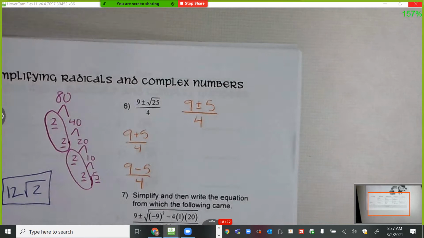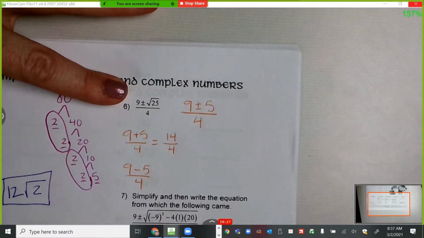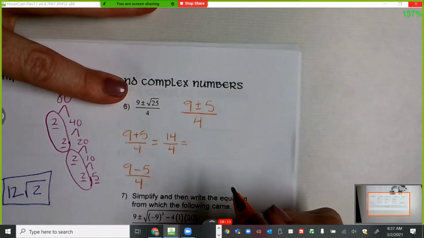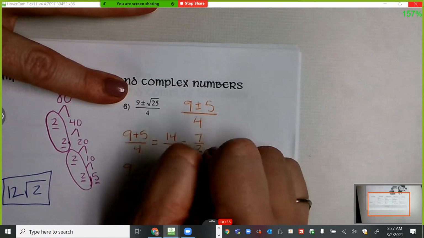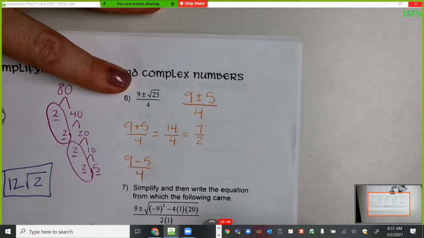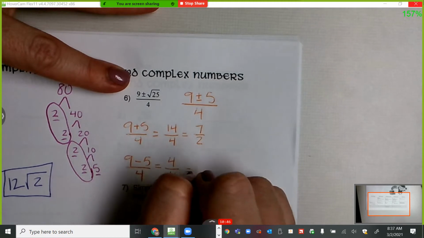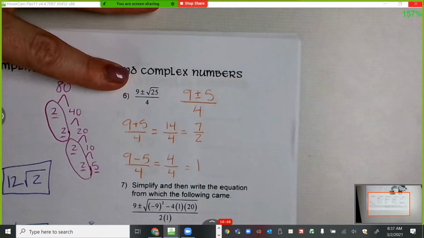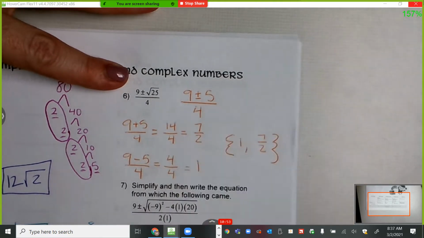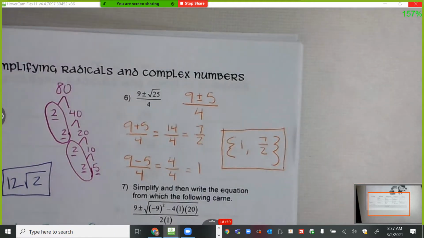Well, what's 9 plus 5? 14, and then I still have over 4. What does 14 over 4 simplify to? 7 over 2, because 2 goes into both, so when you divide both of them by 2, you get 7 over 2. Now, that doesn't simplify any further. What's 9 minus 5? And what's 4 over 4? 1. Now, technically, when you write your answers, you should write your smallest and then the biggest, and 7 over 2 is actually bigger than 1, because 2 goes into 7 3 times, so it's 3.5.